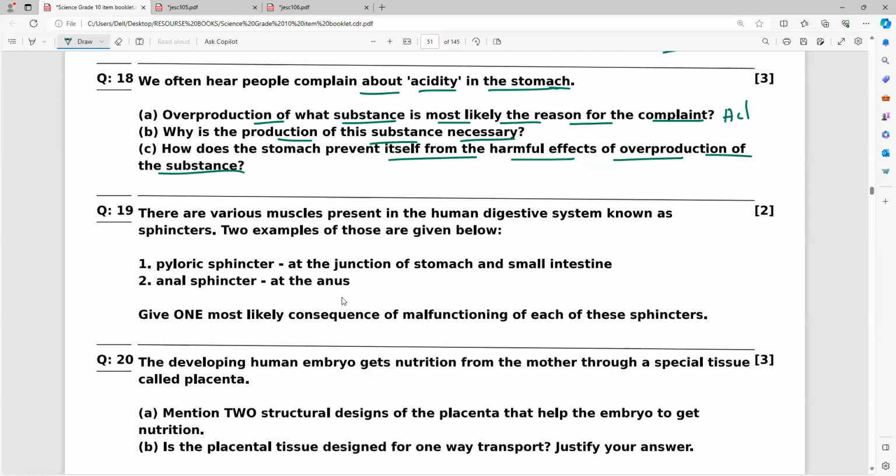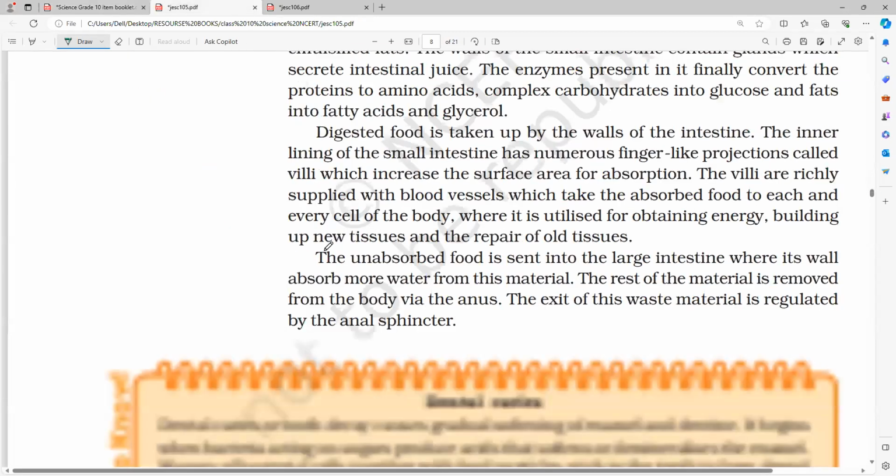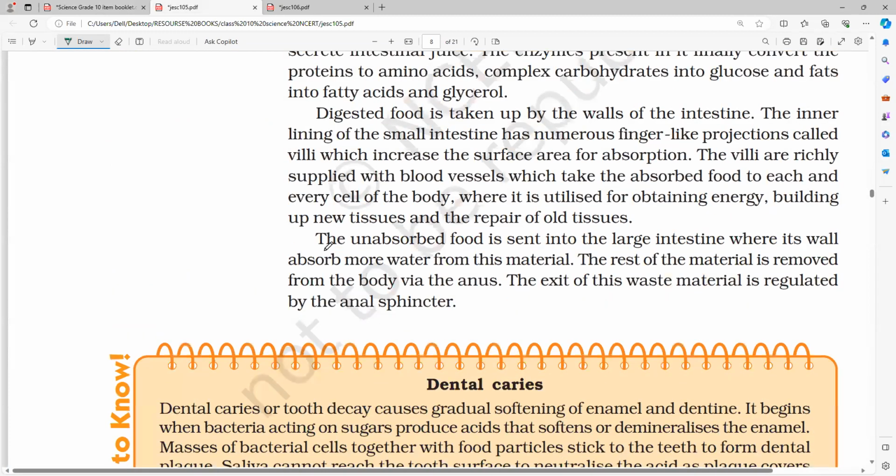So there are various muscles present in the human digestive system known as sphincters. By this time you have to remember sphincters. Last year it also came in the board exam. Is it right, guys? MCQ. You all remember? So a sphincter is present at the ends of two places in the digestive system. Where is it present?